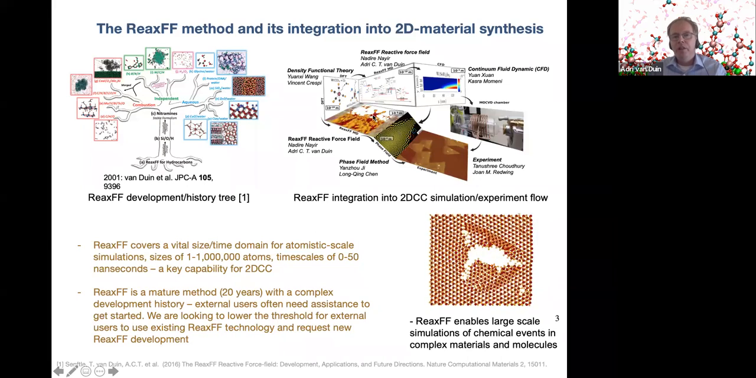Within 2DCC, we try to embed it within a theory framework. We typically train ReactFF using quantum mechanics-based tools, so density functional theory is pretty much the main workhorse there. Then ReactFF provides that connection from DFT accessible time and length scales towards a time and length scale where we can get data like reaction kinetics and phase stability, and all that can feed into computational fluid dynamics or phase field methods, which in turn have length scales that can directly communicate with experiments. So this is how we try to link multi-scale theory with experimental efforts in 2DCC.